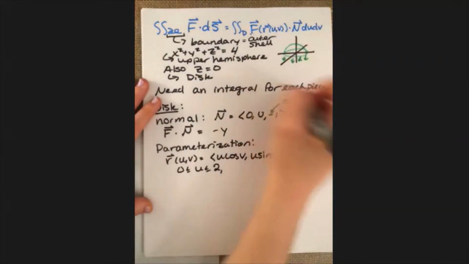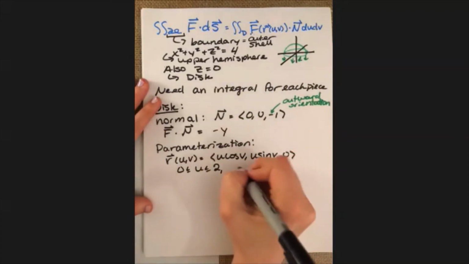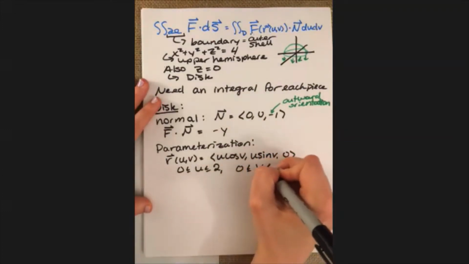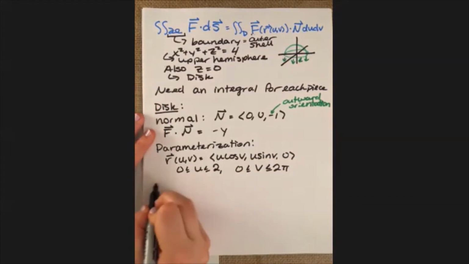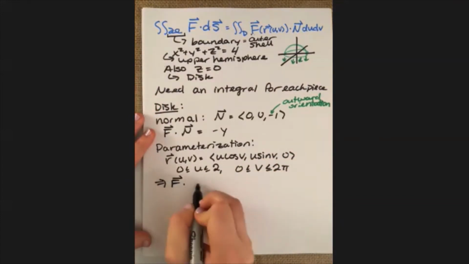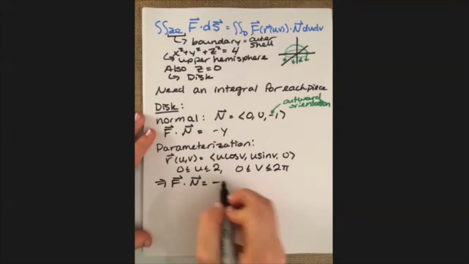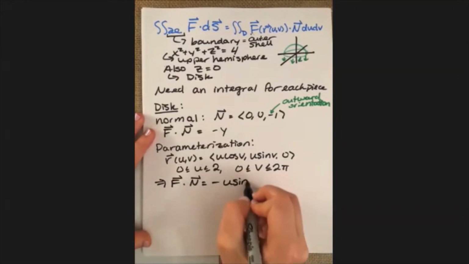And we want v to go all the way around, or we want our shape to go all the way around, so we need v to be able to be between 0 and 2 pi. So these are going to be our bounds of integration, and we note that this also implies that f dot n is equal to just negative u sine of v.